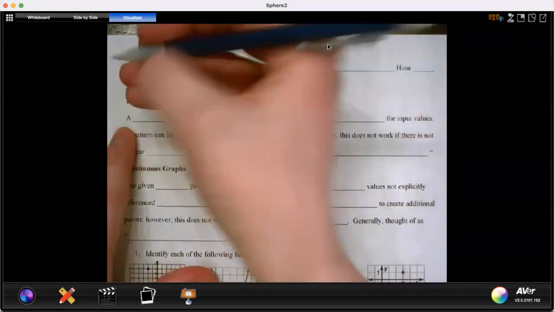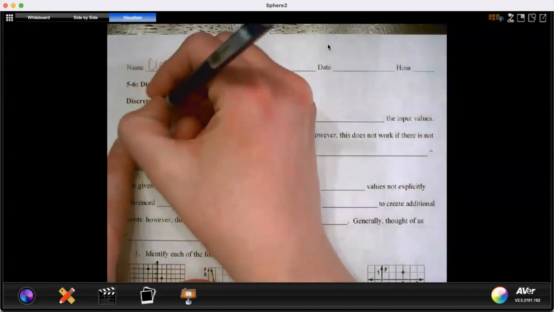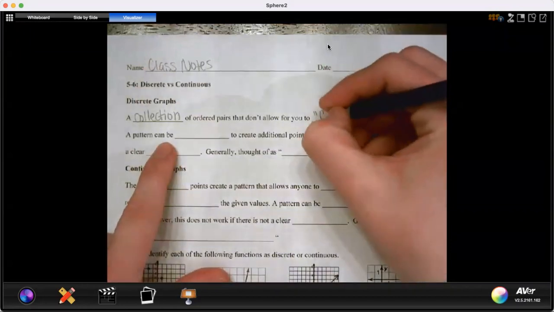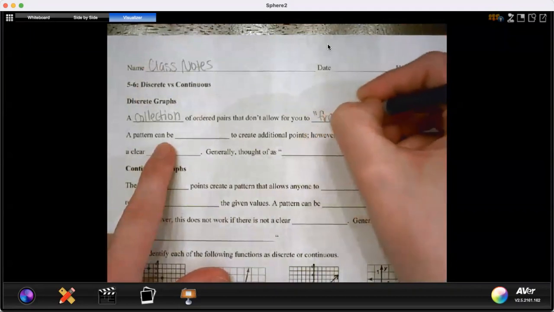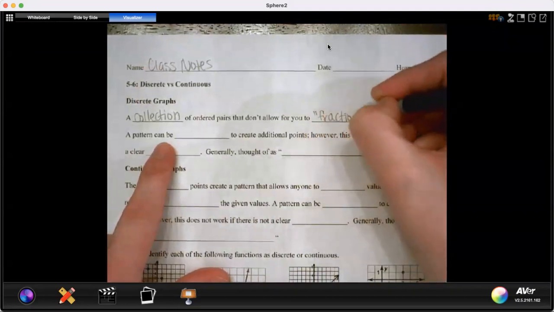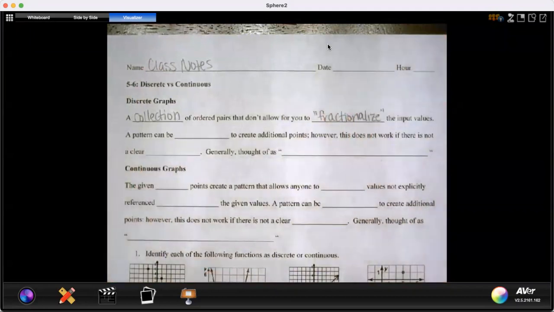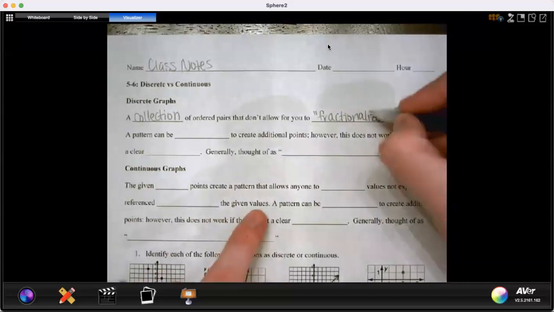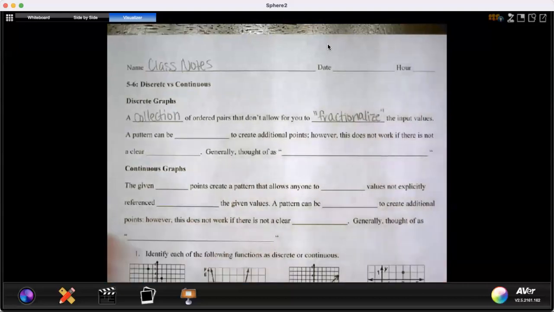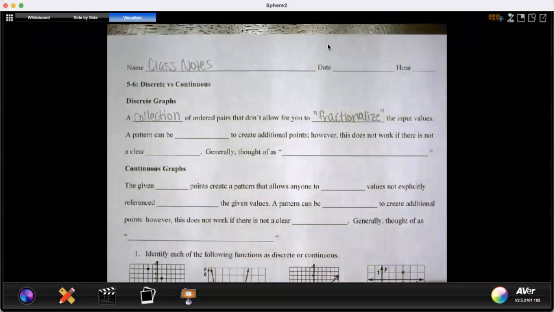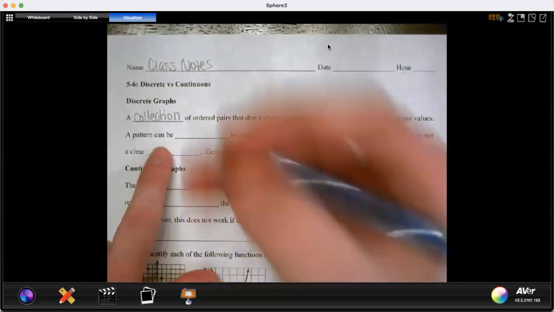Discrete graphs are a collection of ordered pairs that don't allow for you to fractionalize the input values. Now, what does fractionalize mean? Essentially meaning that you can't break it apart, okay? So you can't have half of something, you can't have 2/3 of something, you can't split apart the input values, okay?